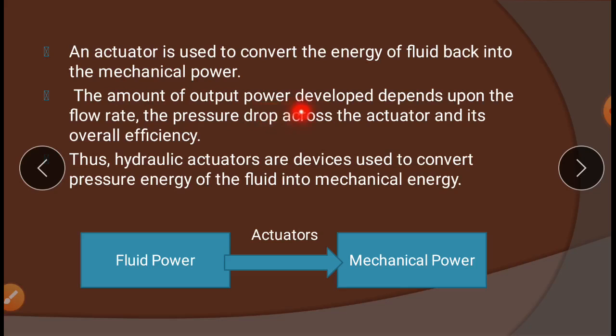The amount of output power developed depends upon the flow rate, pressure drop across the actuators and its overall efficiency. So it is mainly depending upon flow rate, pressure drop and the overall efficiency of the actuator to determine the performance of an actuator. Thus, hydraulic actuators are devices used to convert the pressure energy of the fluid into mechanical energy. The fluid power is going to be converted to a mechanical power by means of force or movement by using the actuators.